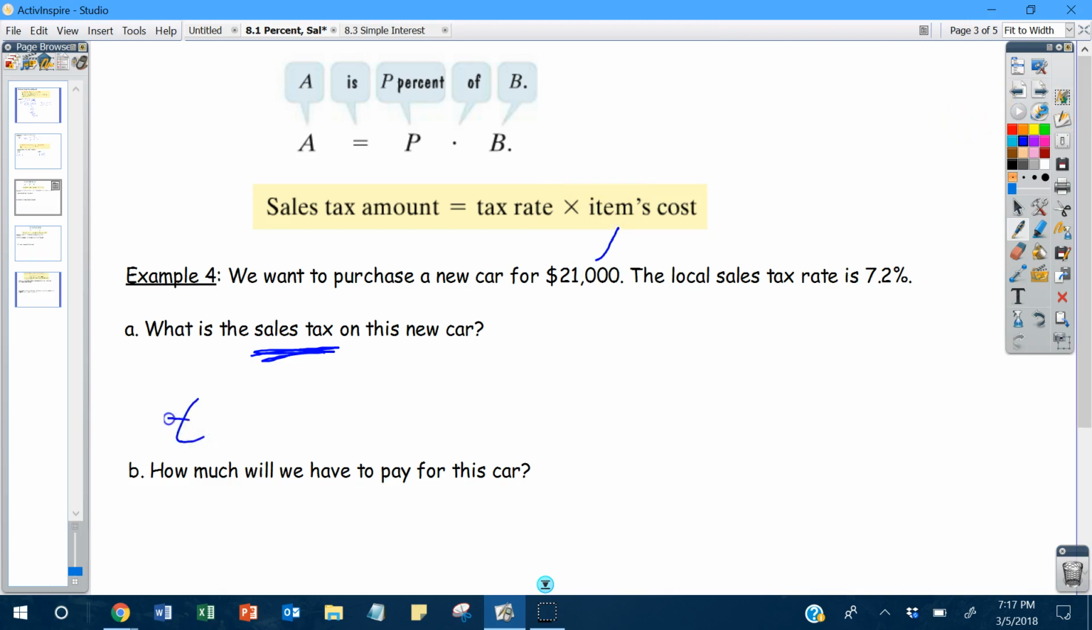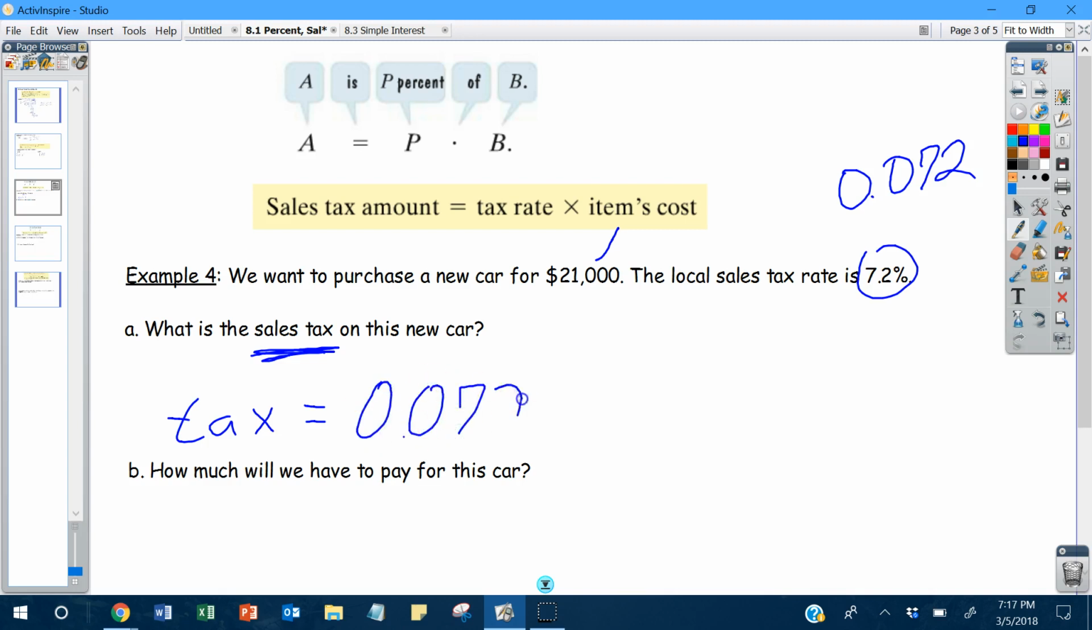So our sales tax is going to be equal to, let's see, the tax rate is 7.2%. However, when we use this in our calculations, we need to convert this percent to a decimal. This needs to become a decimal. So we're going to write this as 0.072. We're going to move the decimal back 2 places. And that's going to be the number we end up doing our calculations with. So we're going to be doing 0.072 as our tax rate times the item cost, which is $21,000. And this will tell us how much tax is on that item.